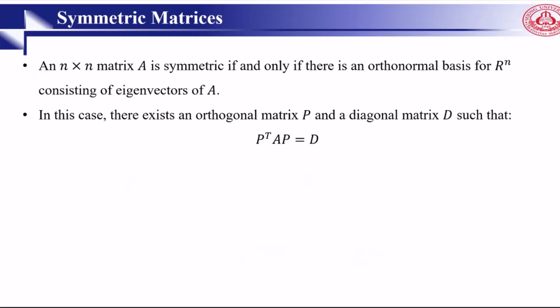So we can say an n by n matrix is symmetric if and only if there is an orthonormal basis for Rn consisting of eigenvectors. Then in this case, there exist an orthogonal matrix P and a diagonal matrix D in such a way that P transpose AP is equal to D.